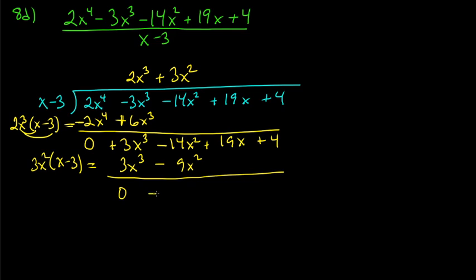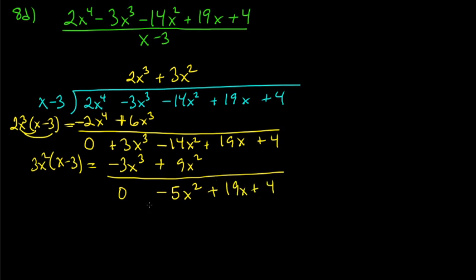I hope you're not putting down negative 23, because that's wrong. You forgot to flip the signs, right? Negative 3 and then positive 9. So it's actually negative 14x squared plus 9x squared, which is negative 5x squared. So don't forget to switch the signs here. Very important, because otherwise you'll just get the wrong answer. And then 19x plus 0 is 19x. 4 plus 0 is 4.